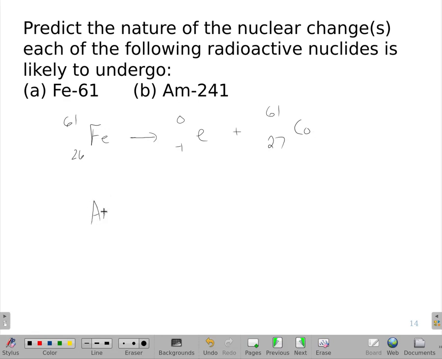Alright, and then americium-241 has an atomic number of, it's down at the bottom of my periodic table, 95. And alpha decay, simply because it's a heavy atom. 241 minus 4, 237. 95 minus 2, 93. Americium turned into neptunium.